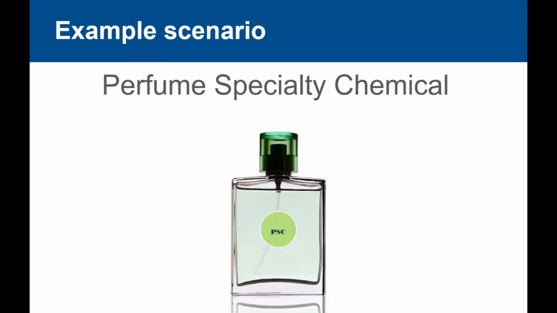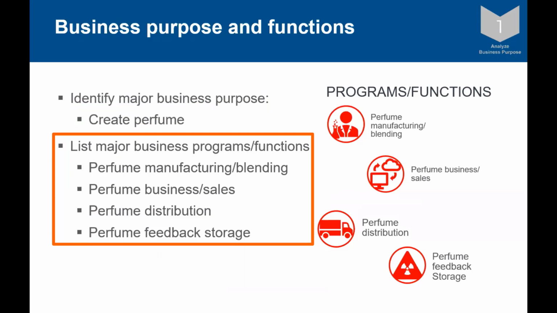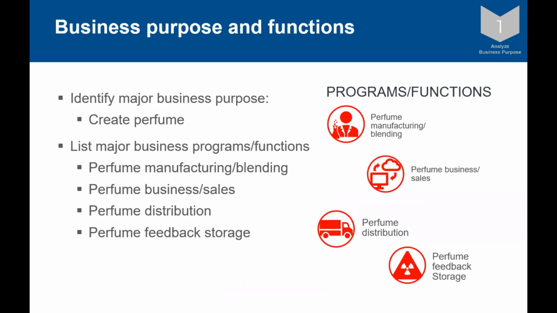So let's go through a scenario or an example of how we might use criticality analysis to map the functions of a company. In this case, we'll use the example of a perfume specialty chemical. First, we'll identify the major business purpose. Well, that's pretty easy. Let's create some perfume. What are the programs and functions at the higher organizational level that we need to do this? Well, we list them as perfume manufacturing/blending, perfume business/sales, perfume distribution, and perfume feedback storage. So let's go through each of these and see how we can go to the next layer.